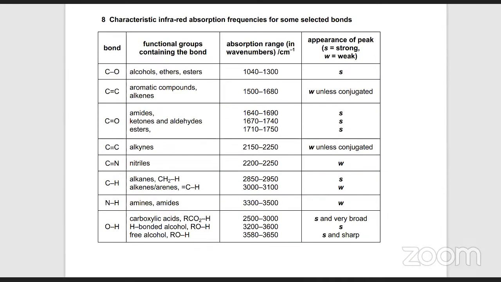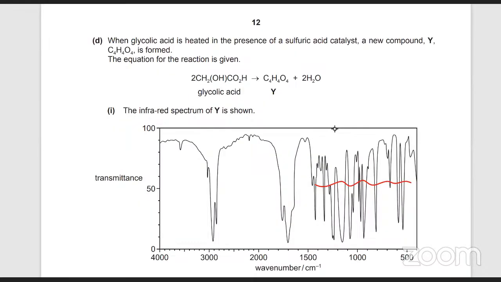So remember, C double bond O has a strong absorption around 1600. So this is your C double bond O. Okay, we're pretty sure about that. Then around 3000, you've got a sharp absorption.